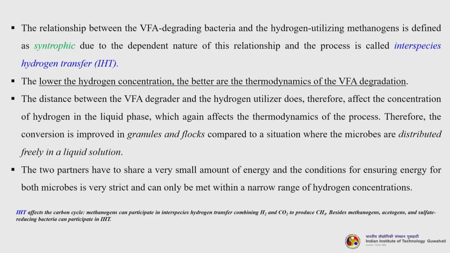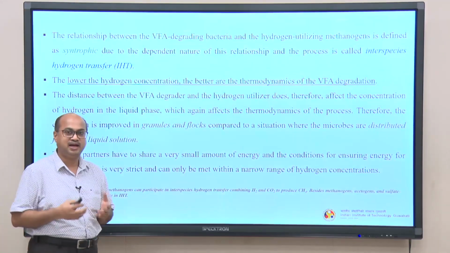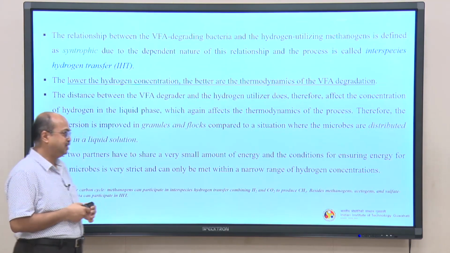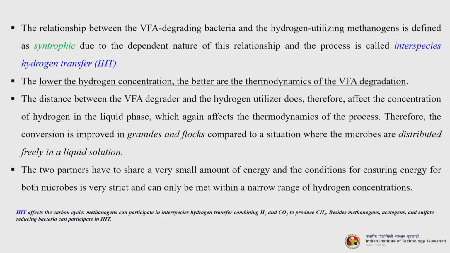I have mentioned here, methanogens can participate in the interspecies hydrogen transfer, combining hydrogen and carbon dioxide to produce methane. Okay. So, besides methanogens, acetogens and sulfate reducing bacteria can also participate in the IHT. The lower the hydrogen concentration, the better the thermodynamics of the volatile fatty acid degradation. So, the distance between the VFA degrader and the hydrogen utilizer eventually affects the thermodynamics of the process.